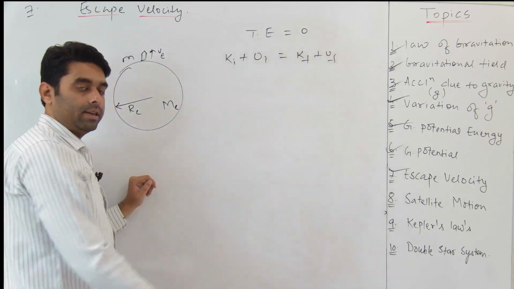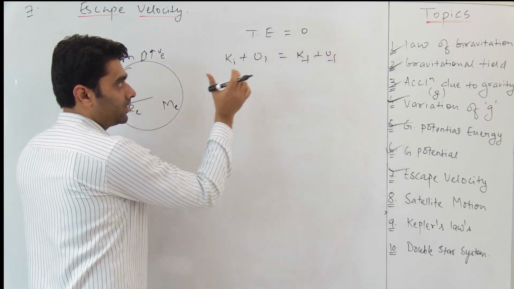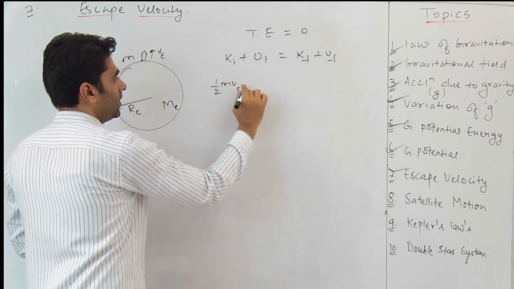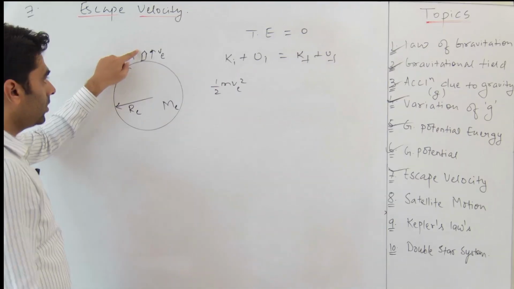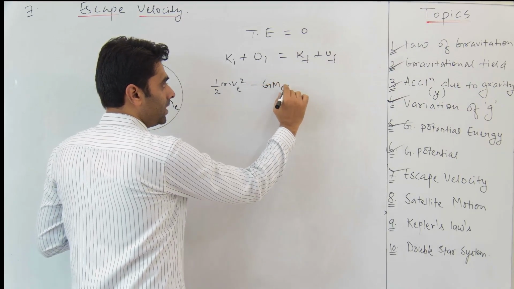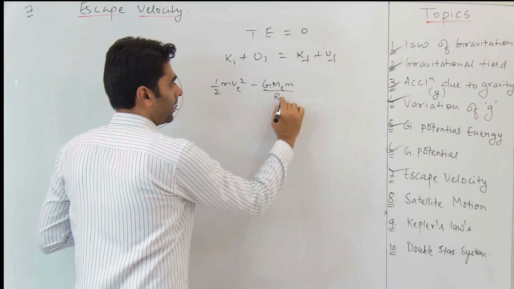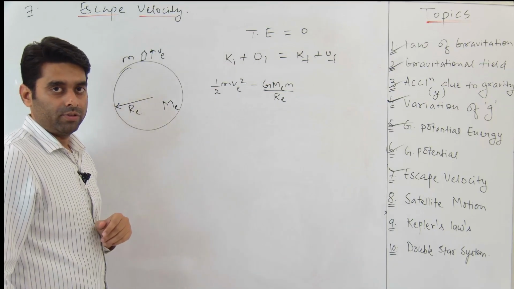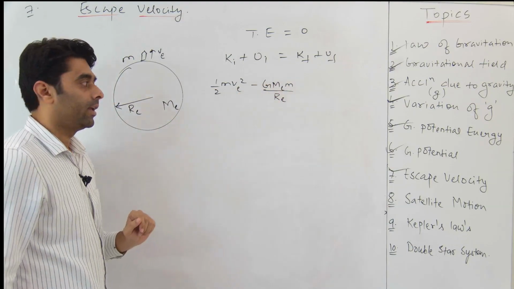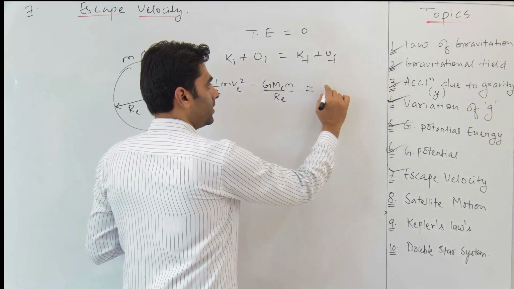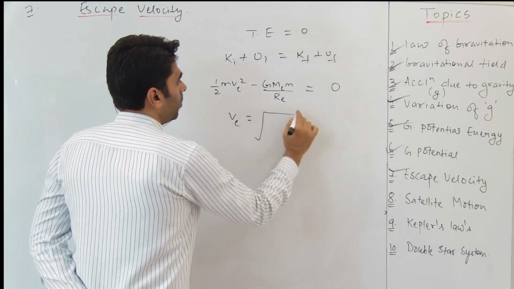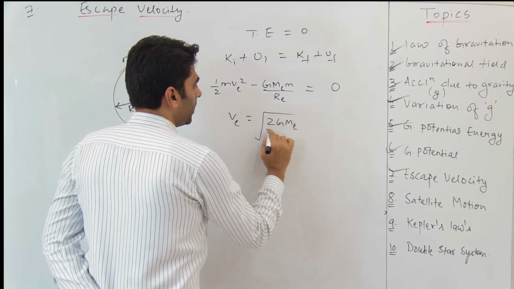These are our initial energies. This is our total energy initially. Initial kinetic energy we can write as half m v e square. Initial potential energy on the surface we can write as minus G Me m by Re, right? Gravitational potential energy is minus G m1 m2 by r. So over here it comes minus G Me m by Re. Finally total energy must become equal to 0. When we simplify this, your escape velocity will come out as root over 2 G Me by Re.